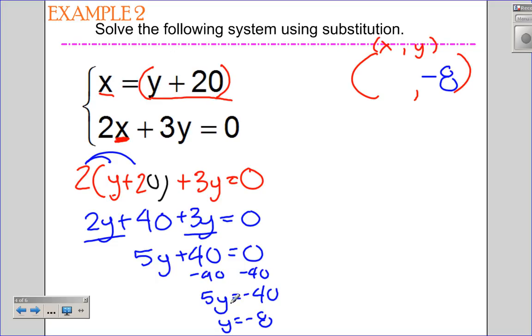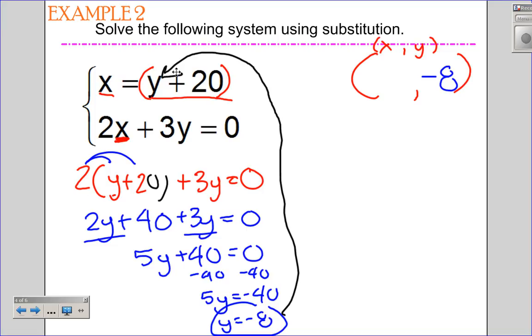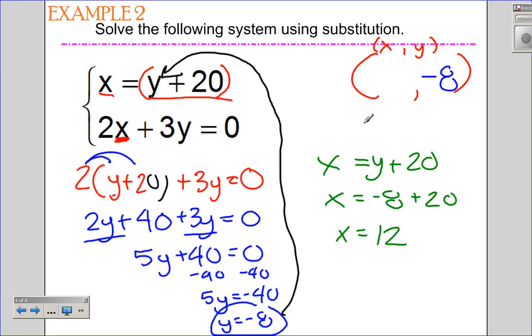So now I need to figure out, well, what is x? So I'm going to take this y value, this value of negative 8 for y, go back up to the first one, plug it in there, and see what I get as my answer. So I'm trying to find x. I know x equals y plus 20. I have this value for y now. Negative 8 plus 20. So x equals 12. So my solution to this system of equations using substitution is 12, comma, negative 8.